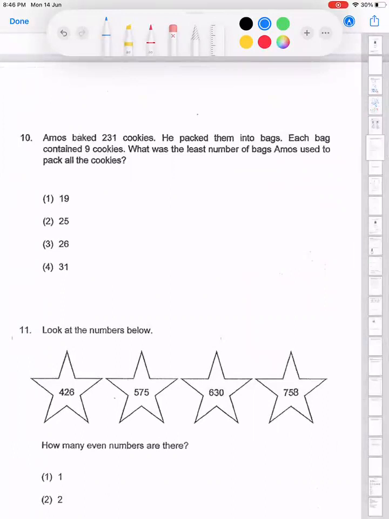Okay, so Amos baked this amount. So let's write. He baked them. So he packed them in bags. Each bag had 9 cookies. So 9, 9, 9, and so forth. What's the least number of bags he could use to pack all the cookies?